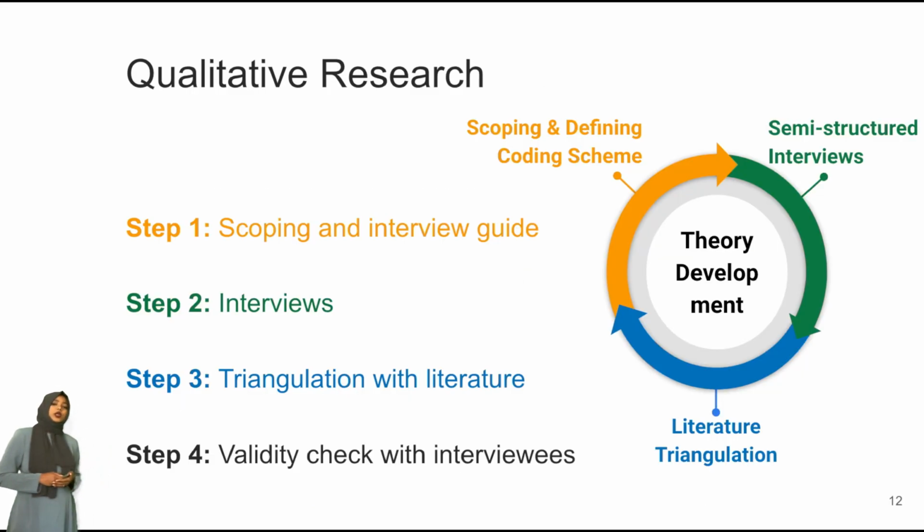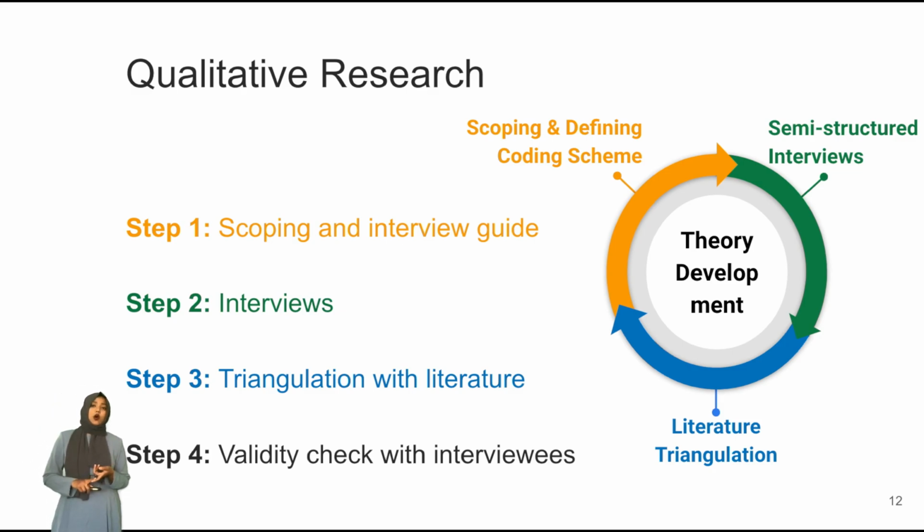So as it was a qualitative study, we tried to design the methodology carefully. We started off with 3 primary steps which we were doing continuously as an iterative process rather than being serial. Guided by an initial iterative study, we started off by scoping and defining the coding schemes and the interview guide. Then we did the semi-structured interviews and coded those using textual and visual techniques. In step 3, we did a literature triangulation.